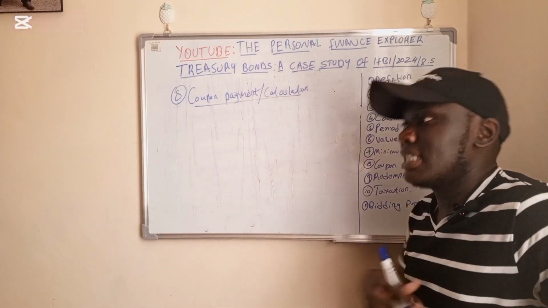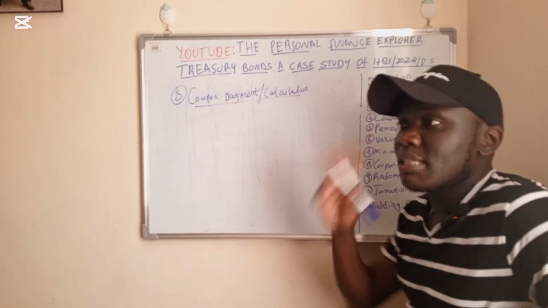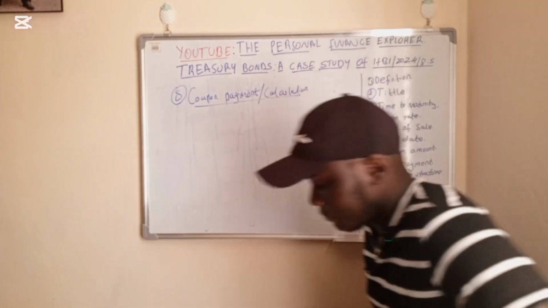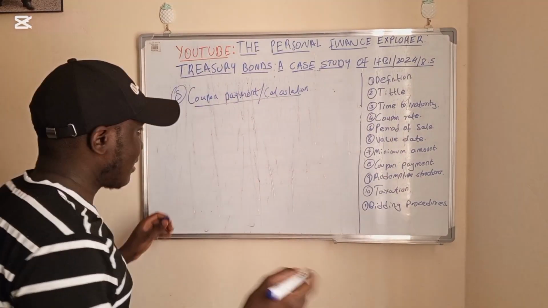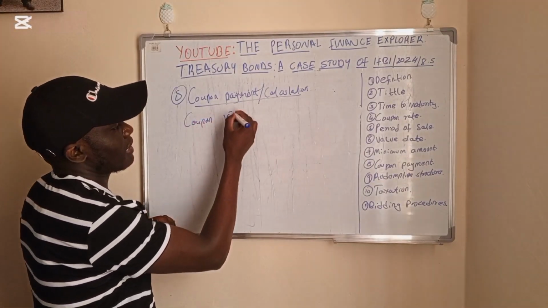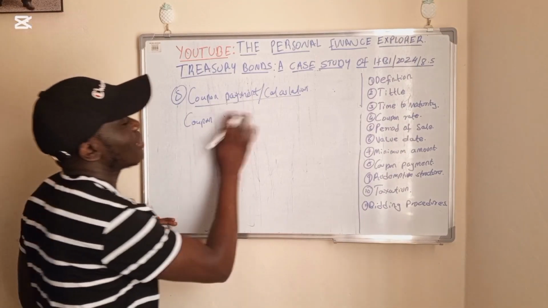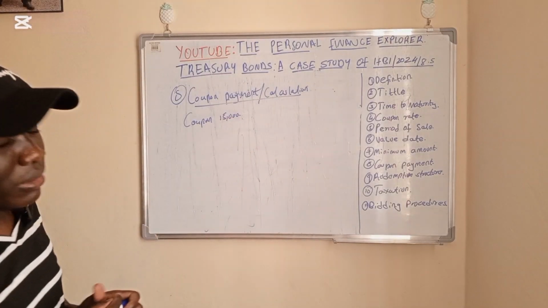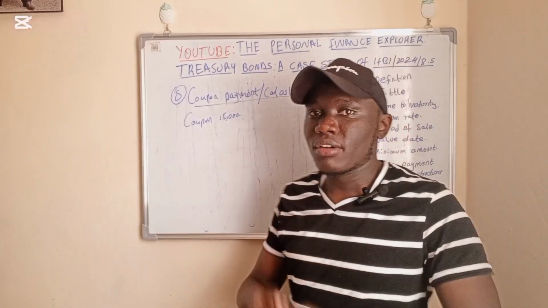So the interest that you are supposed to earn in 1 year is broken down into 2 and you are paid in 2 installments. Now, how do you go about calculating interest? Let's say the coupon rate, which we have already discussed, is 15%. Not 15,000. 15%.